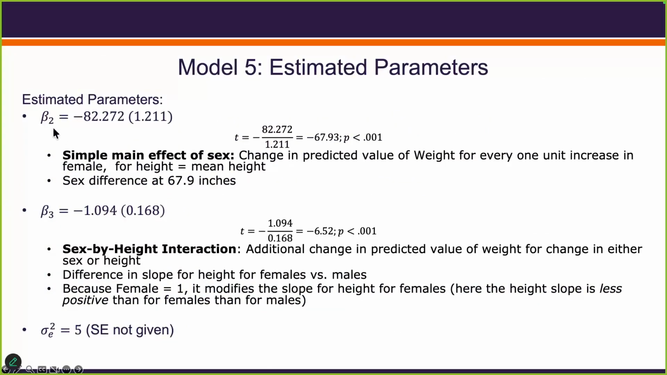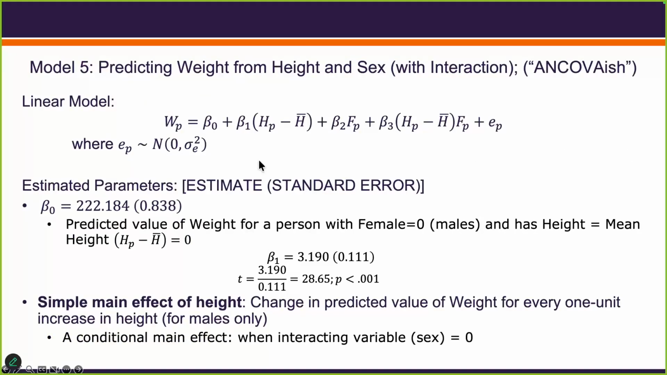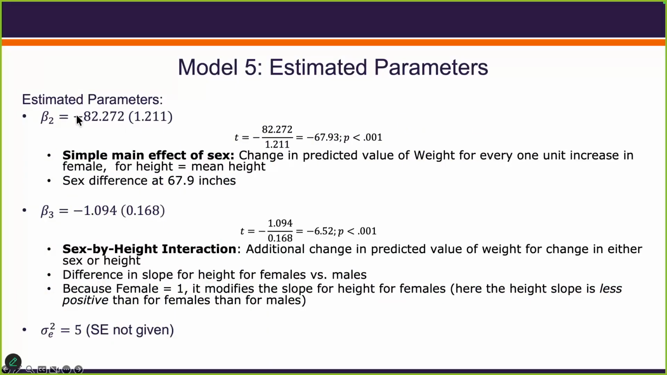We go further, right? Beta 2 is the simple main effect of sex. It's the change, and again, it's simple or conditional because height shows up in that interaction, right? So now we're saying that is the difference between men and women for a man and a woman at the average height. So a male who's at 183 and a female who's at 183, the female should be 82 pounds less than the male when they're both 183 some odd inches for height. Kind of weird, right?